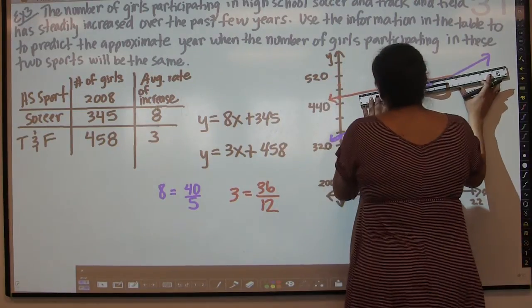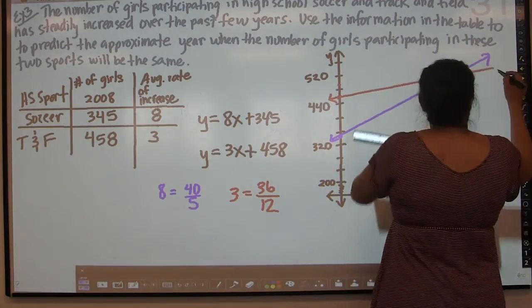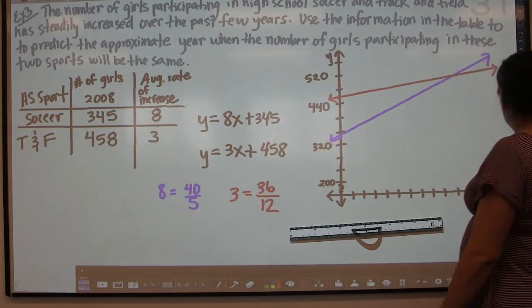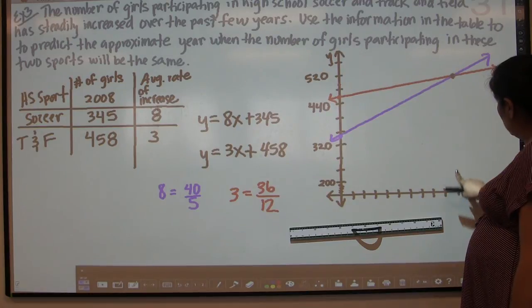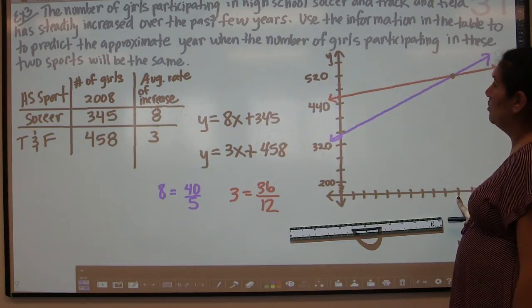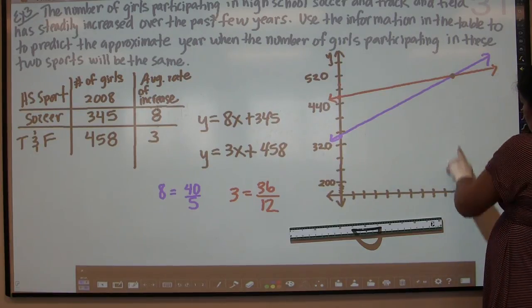now obviously if I had paper, this would be a lot easier because I could use my graph paper, but it's kind of hard in this case. So basically I see that it's crossing right about here. My job is to kind of guess more or less what year that is. It says in what approximate year the number of girls participating in these two will be the same. So I'm trying to pick this guy right here.